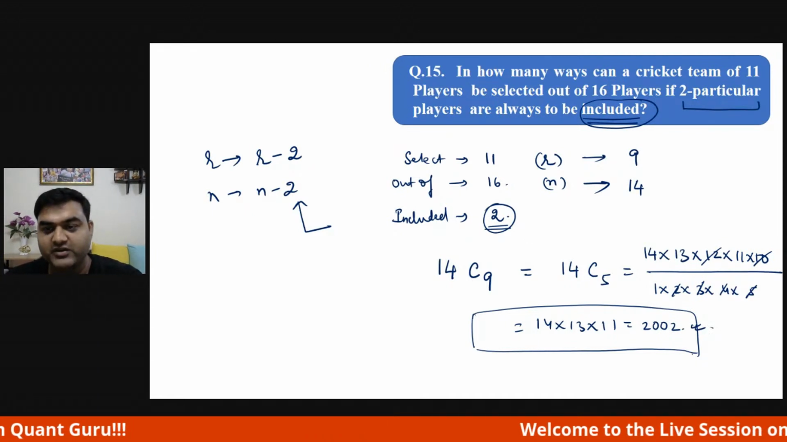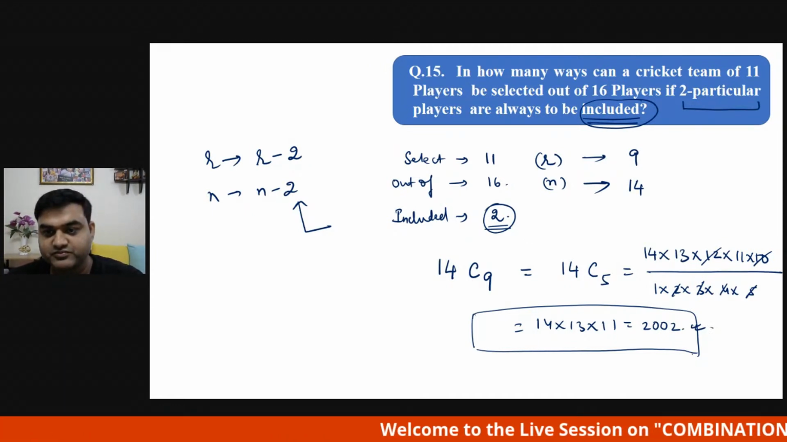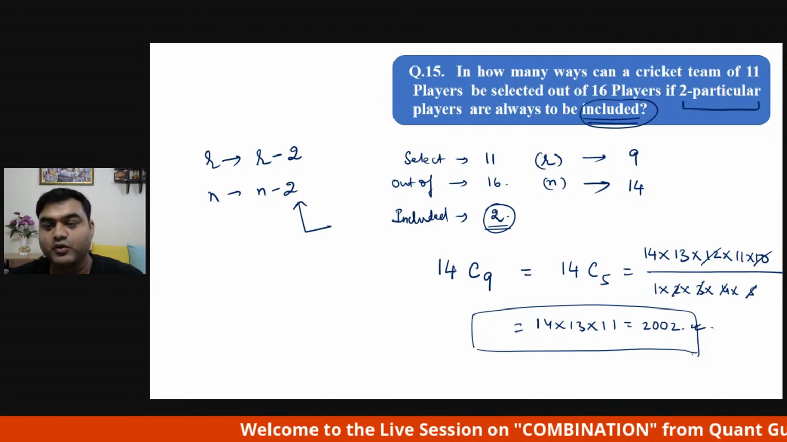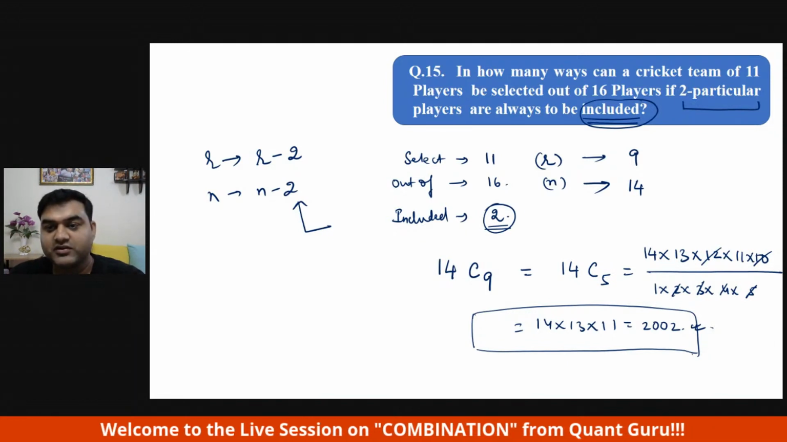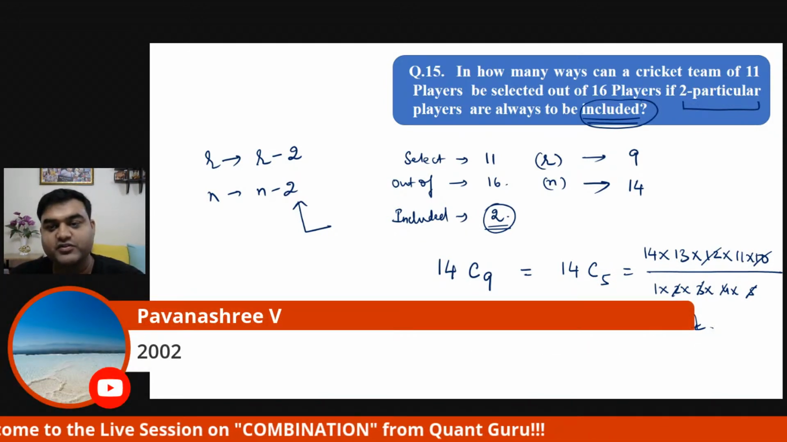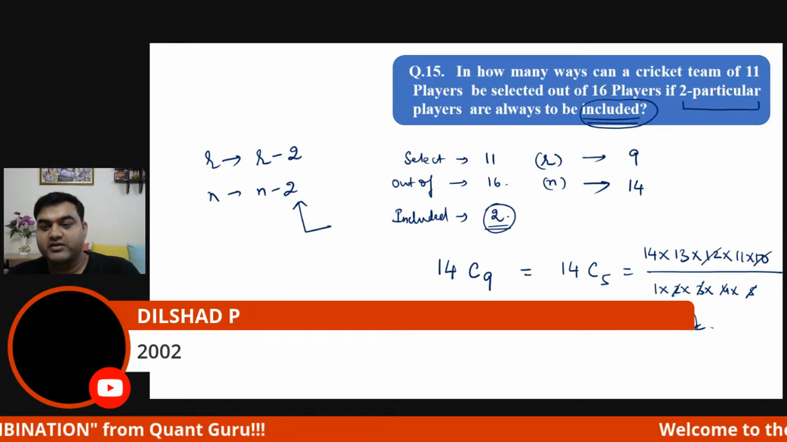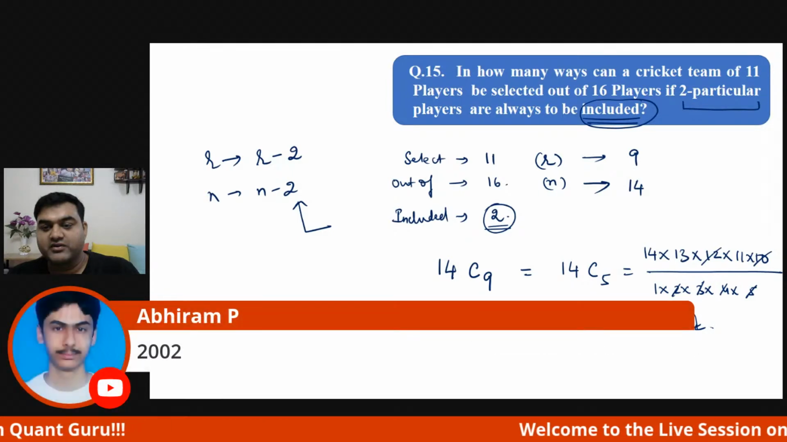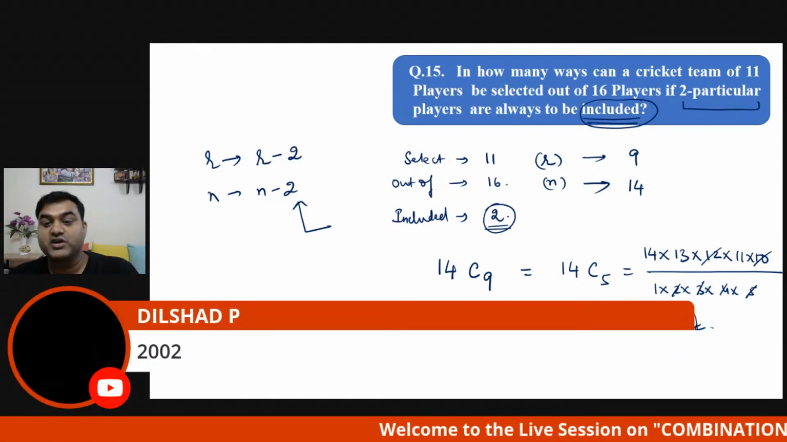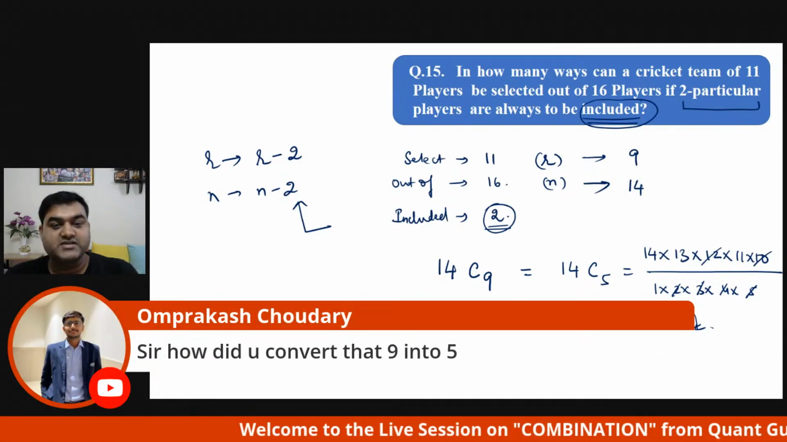Hope everybody has got it. How to do? Yes, Pavan. Oh, wonderful, guys. Nisarga has got the first answer. Pavan has got the answer. Om Prakash has got it. Wonderful. Sahana has got it, Abhiram, Dilshad. Okay, Om Prakash is asking a question.